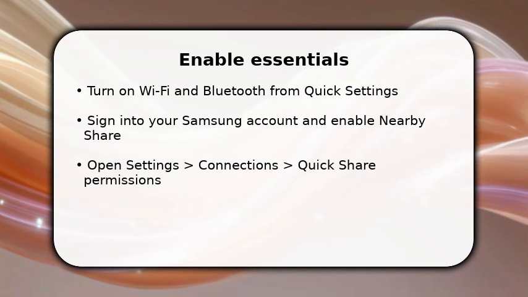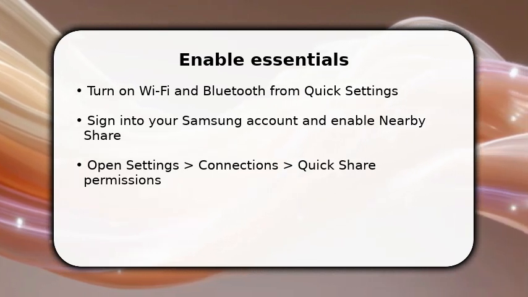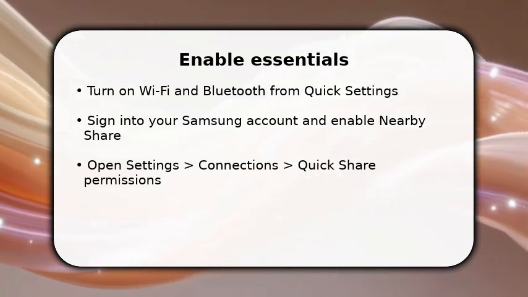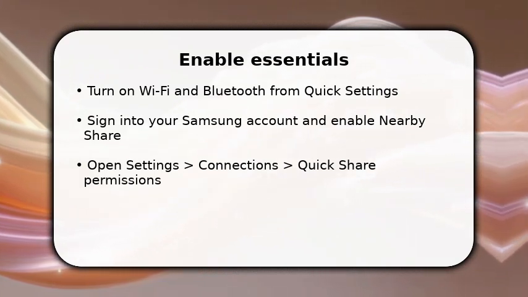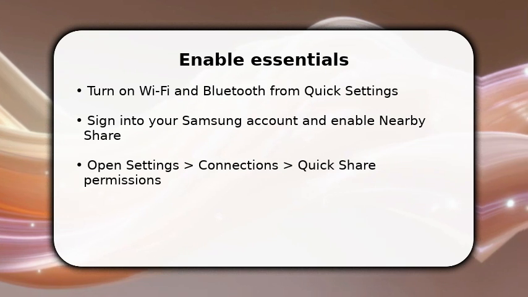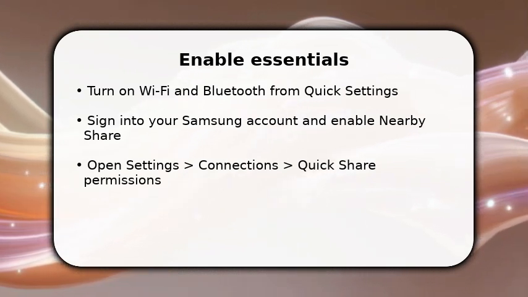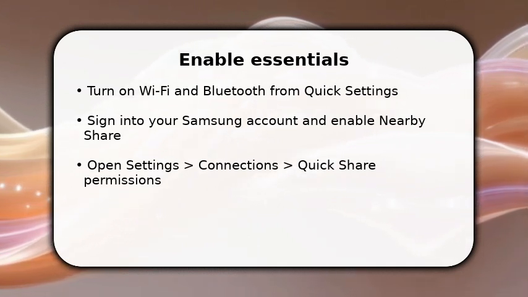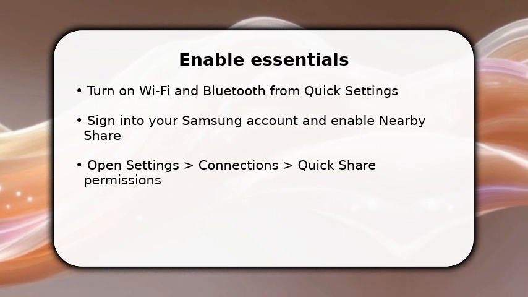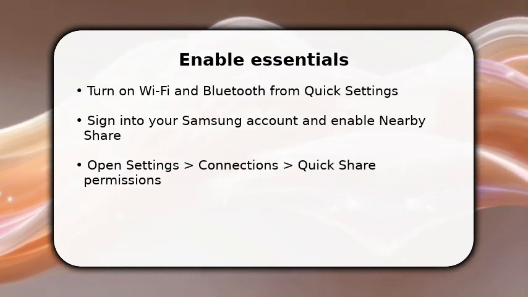You need connectivity and permission first. Turn on Wi-Fi and Bluetooth from Quick Settings. Make sure both devices are within range. Sign into your Samsung account so QuickShare can list contacts and devices. Once done, open Settings, go to Connections, then QuickShare, and grant storage and location permissions. These allow visibility and file transfers.